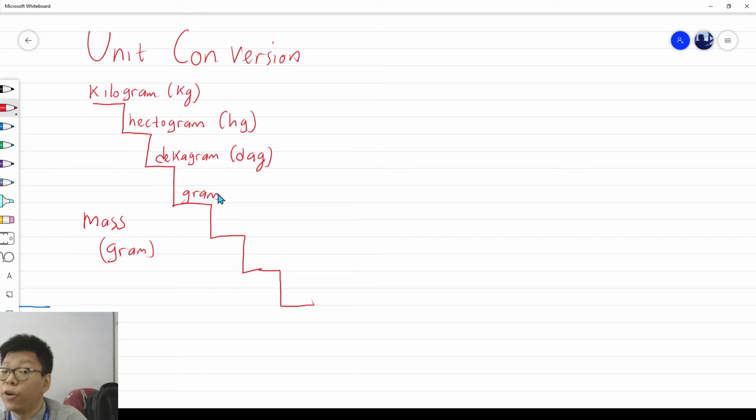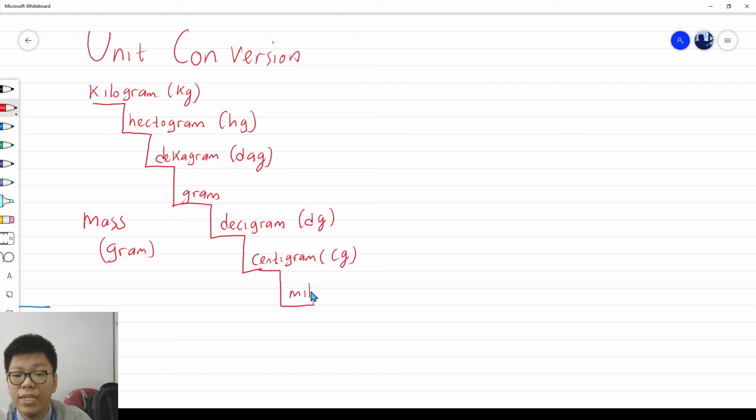And then below gram, it will be decigram. Deci with ci. It will be dg, not the hero from Mobile Legends. Okay, after dg, it will be centigram, cg, and last will be milligram. Milli has a double L. Okay, it is mg.